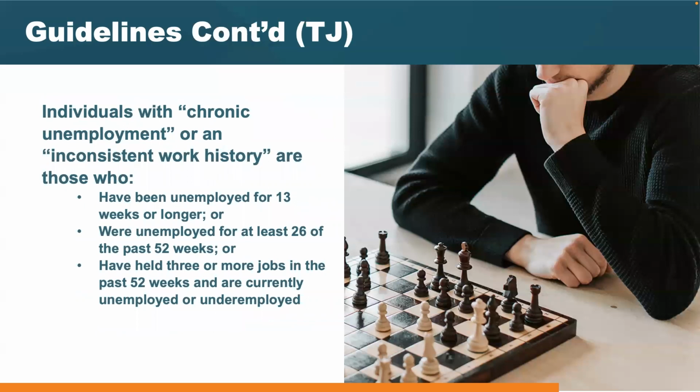Individuals with chronic unemployment or an inconsistent work history are those who have been unemployed for 13 weeks or longer, were unemployed for at least 26 of the past 52 weeks, or have held 3 or more jobs in the past 52 weeks and are currently unemployed or underemployed.